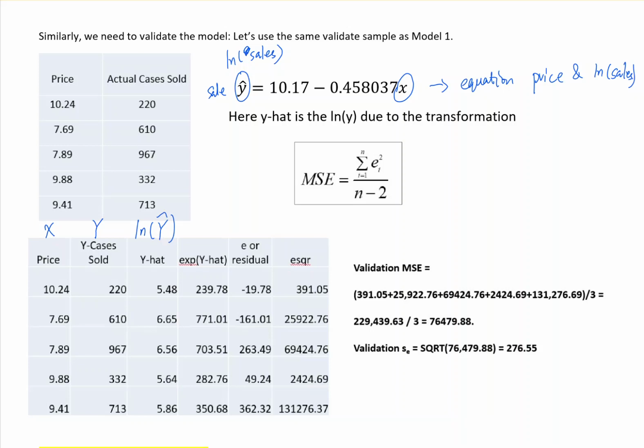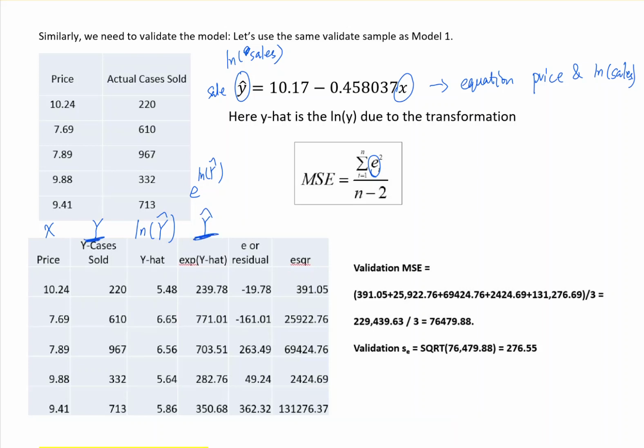Okay, and now we want to get the residual here. That means the observed y minus the predicted y, but now we have the natural log of y hat. That means we need to take the exponential to get the real y hat, right? So we need to do e to the natural log of y hat. So e to the power of this much for each observation to get the y hat. All right, and then we can get the residual based on these two columns.